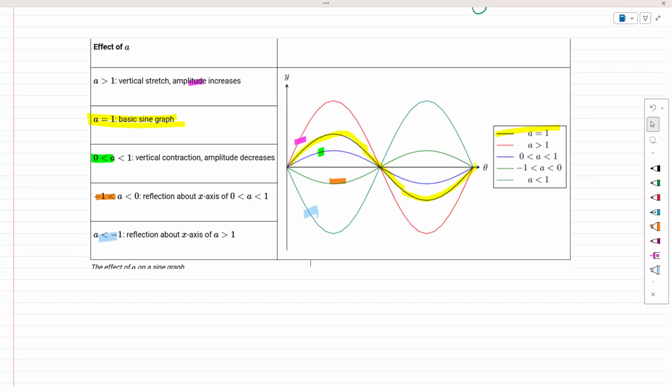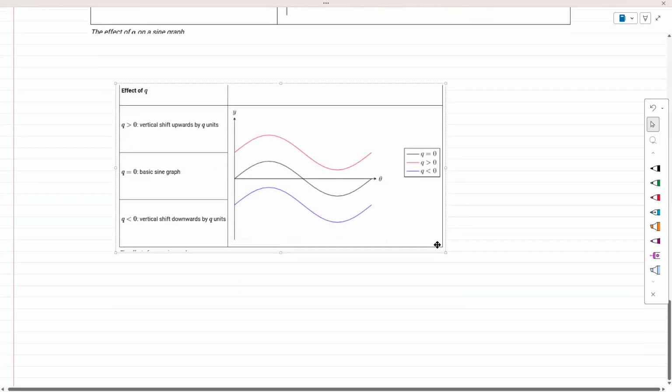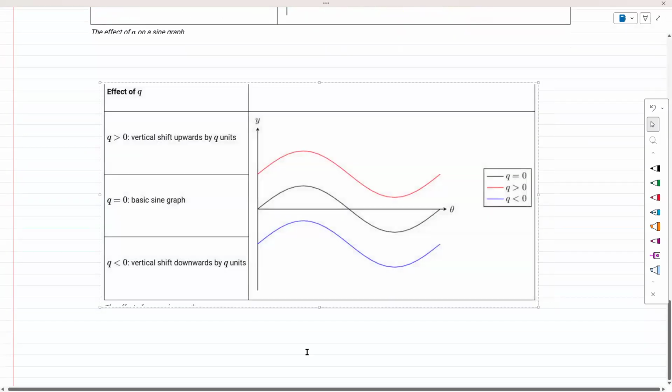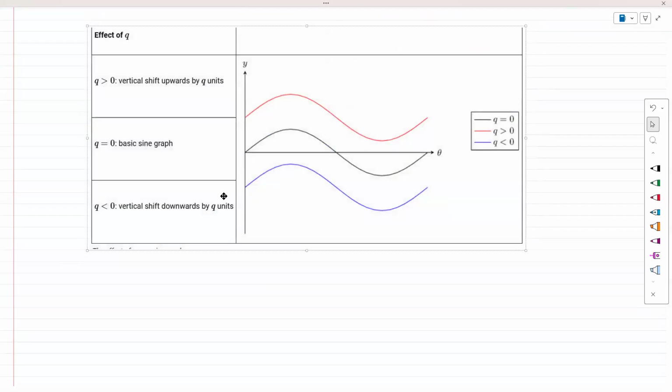Q is quite simple. Q is literally just moving the graph up and down. Whether it's 5 units up, whether it's 3 units down, whether it's 2 units up, it doesn't matter. The graph will be moving up and down. So that would be the shift up and down. Quite simple to deal with. There's a lot of parts where we struggle to understand, but now we're gonna draw a different type of graph.